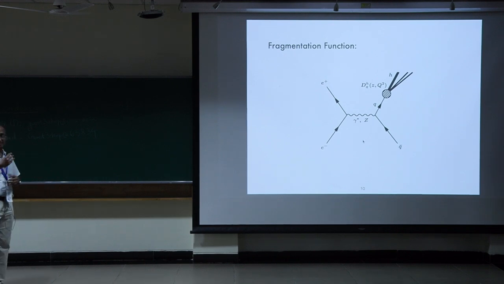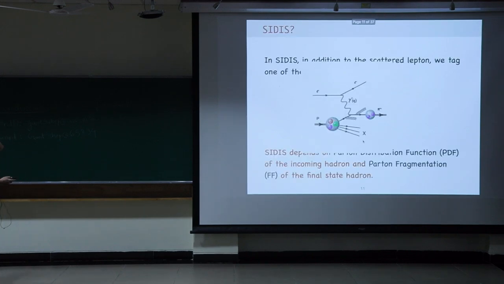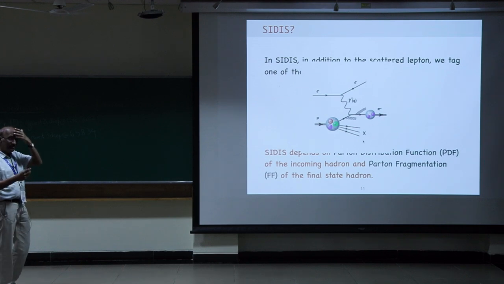Similarly, fragmentation functions. If you want to study any hadronization process, if you want to understand the final states, you need to know about the fragmentation function. That's also extracted from experiments. For example, e+e- experiments, like the LEP experiments at CERN, could measure these quantities. That's also important. So I'm going to tell you about an experiment where both PDFs as well as fragmentation functions can be extracted. That's this experiment called semi-inclusive DIS.